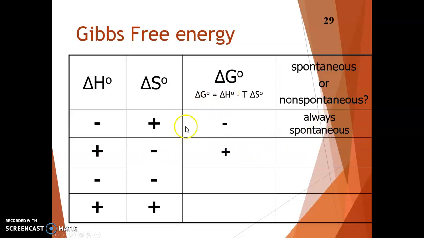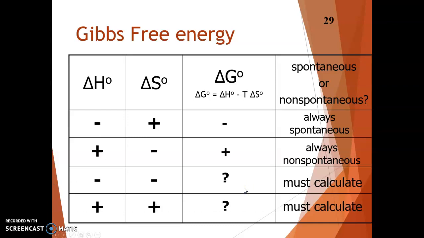With this combination, positive delta H and negative delta S, there's no way to get anything but a positive. Say positive here, negative delta S, so negative times a negative gives you positive. Positive values added together, you're always going to get a positive. So that's always non-spontaneous. And then these two, you have to calculate them because one value will be negative, one will be positive, and you have to see what happens.